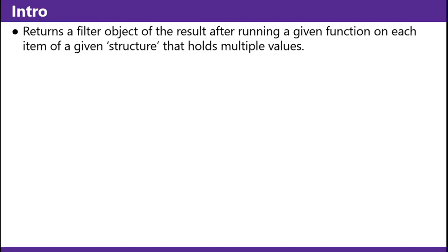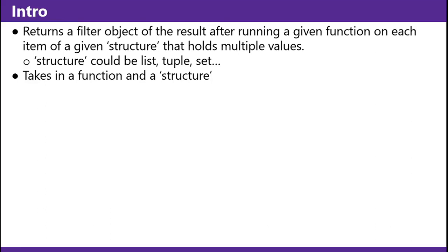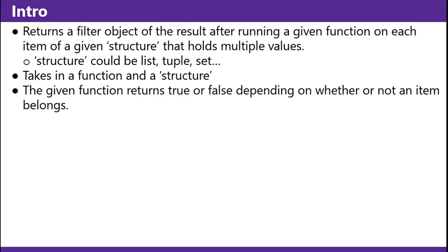Returns a filter object of the result after running a given function on each item of a given structure that holds multiple values. Structure could be list, tuple, set, string. Takes in a function and a structure. The given function returns true or false depending on whether or not an item belongs.